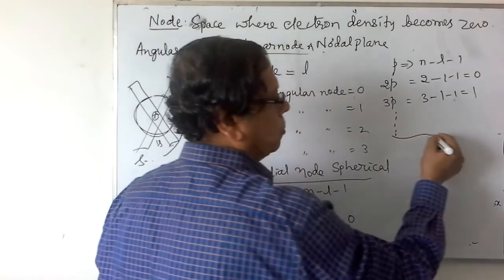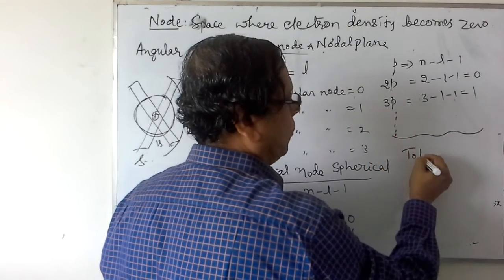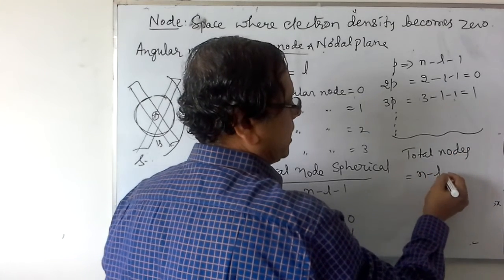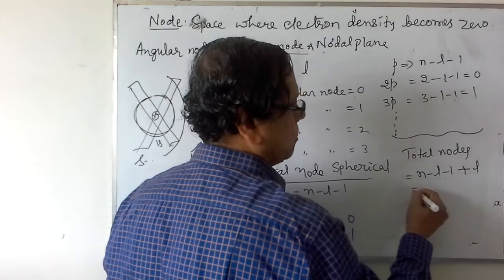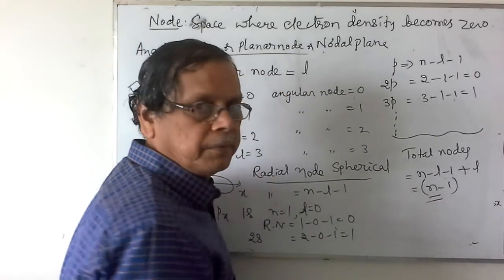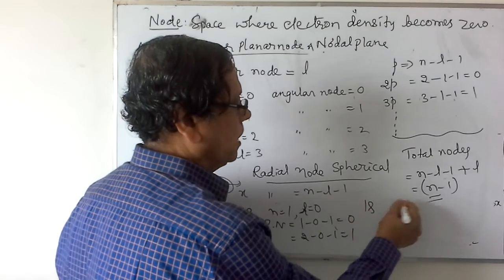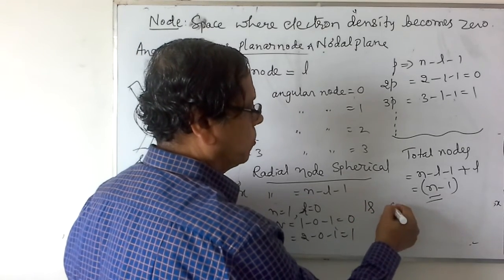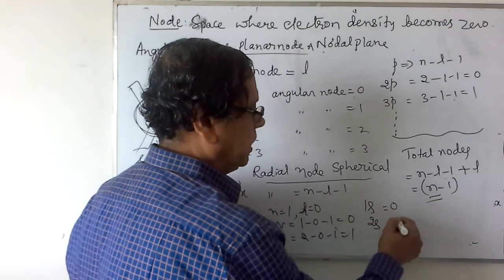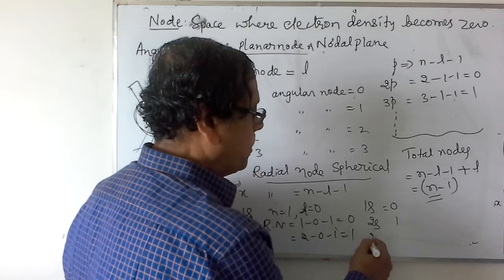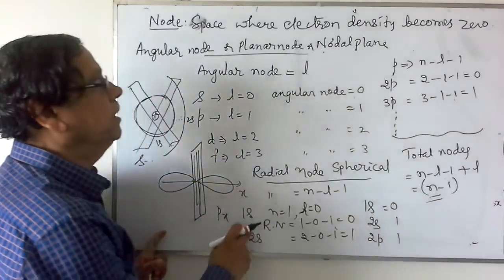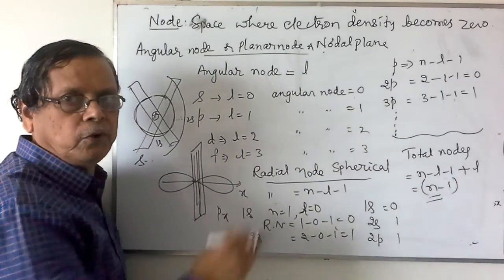Therefore, by using these two, we can calculate the total number of nodes is equal to n minus L minus 1 plus L, that is equal to n minus 1, where n is the principal quantum number. For example, for 1s orbital, n is equal to 1, therefore total number of nodes is equal to 0. For the 2s orbital, it is 2 minus 1, that is equal to 1. For 2p orbital, again 2 minus 1, that is equal to 1. So like that we can calculate the various types of nodes.